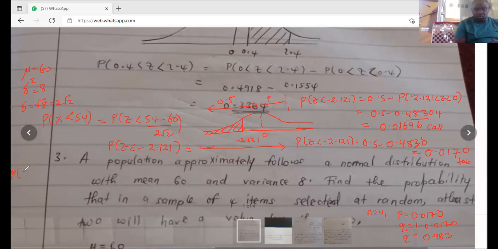Now the probability asked, they have said at least 2. At least two means greater or equal to 2. So this is the same as probability of X is equal to 2, or probability of X is equal to 3, or probability of X is equal to 4. But this is the same as the total probability minus probability of X less than 2. X less than 2 is the same as probability of X is 0, or probability of X is 1. So it is better we use this second one because it is shorter.